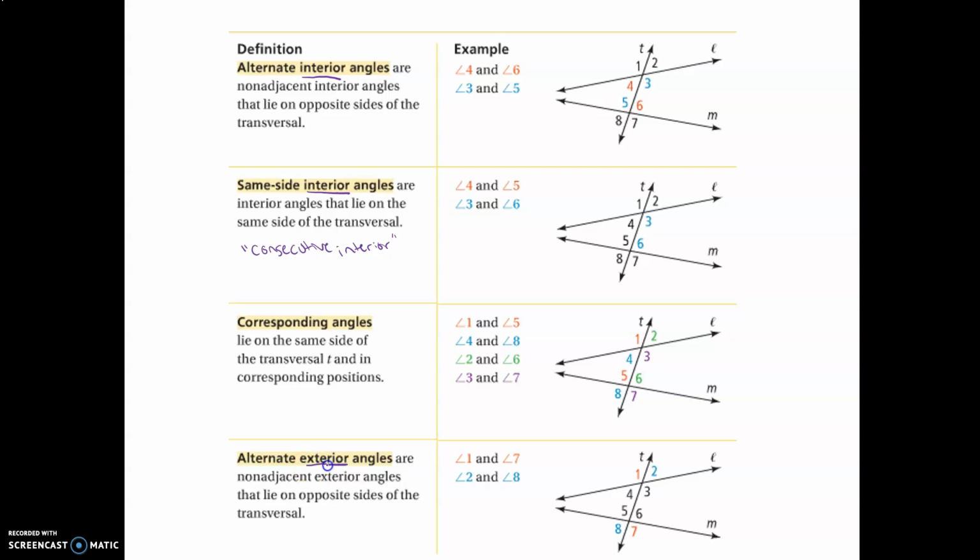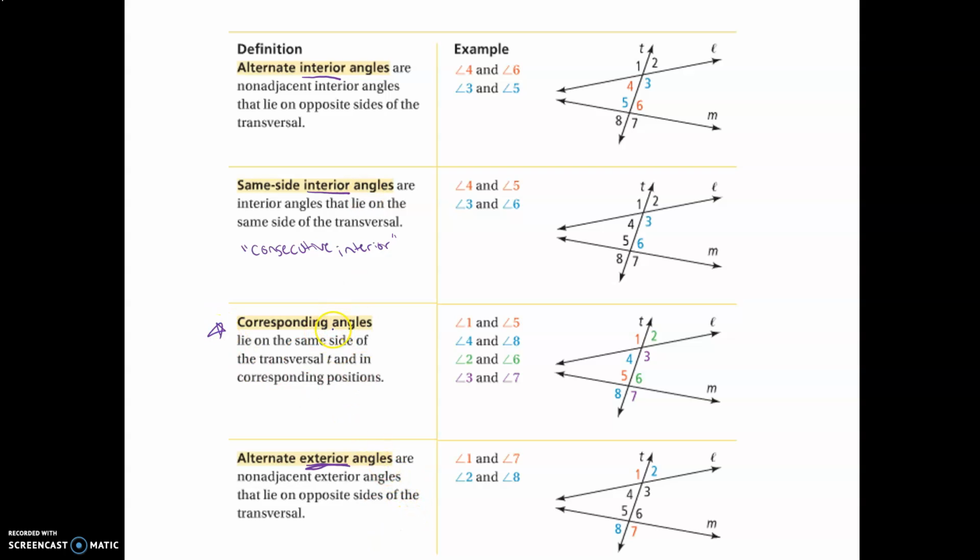We're going to move on to the exterior. All right, we talked about exterior. 1, 2, 7, and 8 are all exterior, outside. And then alternate. So alternate exterior will be opposite sides of your transversal. 1 and 7, alternate exterior. 2 and 8, alternate exterior. So those are all the ones that use interior, exterior.